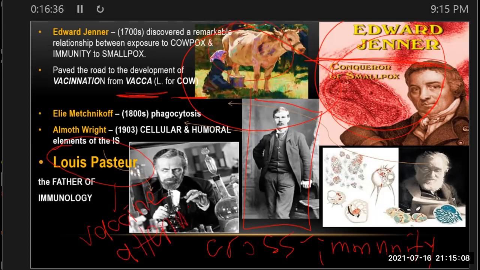Vaccine attenuation. Forgive my penmanship. His contribution to science is, again, the principle of vaccine attenuation. But the one who discovered vaccination was Jenner. And thus, going back to Louis Pasteur, he was generally considered to be the father of immunology.